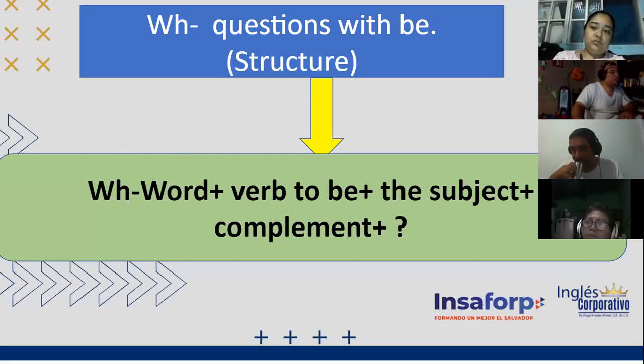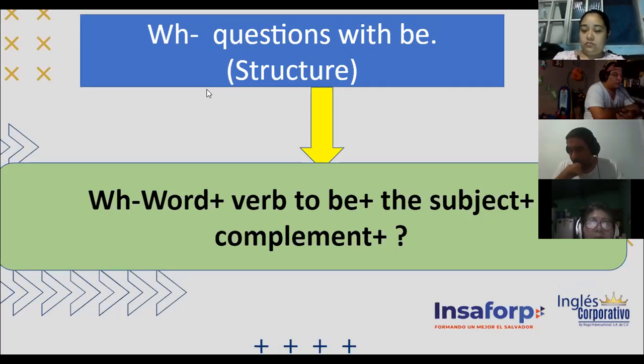Walter, what is your favorite color? My favorite color is blue. Thank you. Cecilia, who is your friend? Who is your friend, Cecilia? Who is? Your friend, su amigo. ¿Quién es su amigo? Who is your friend? My friend is Eugenia. My friend is Eugenia.